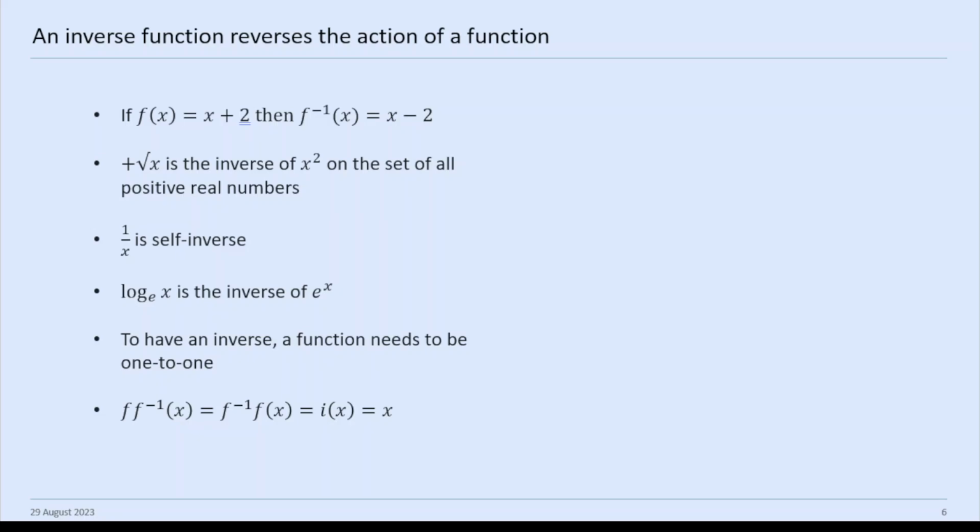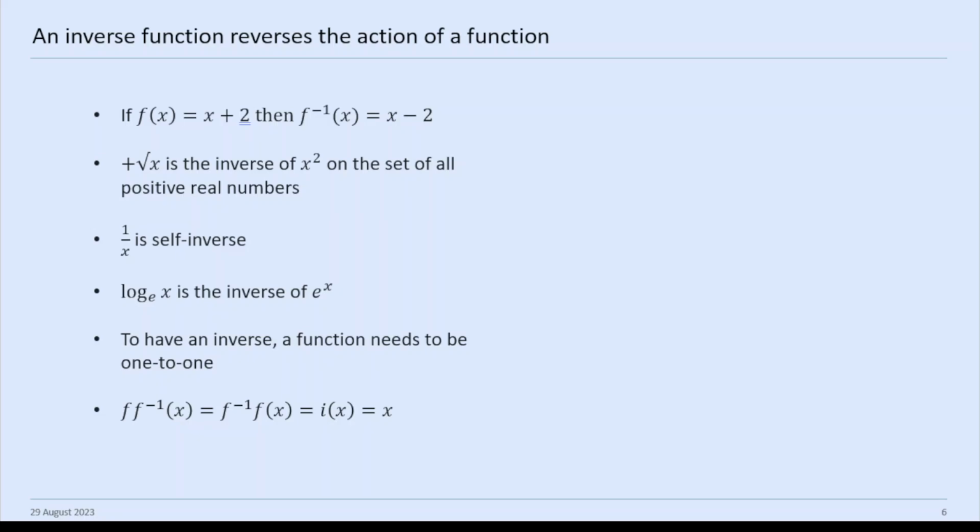And to have an inverse, a function needs to be 1 to 1. Otherwise, the problem is, say you try to look for an inverse for y equals x squared on all of the reals. The issue is that 4 squared is 16, and minus 4 squared is 16. So where is the inverse going to send 16? Is it going to send it to 4 or minus 4? It doesn't really work. So to be able to create an inverse, it needs to be 1 to 1. If you're mapping multiple numbers onto something, you don't know what to map back to.